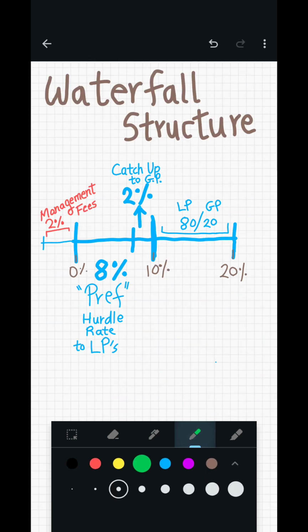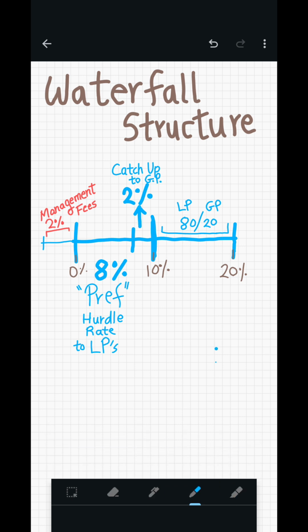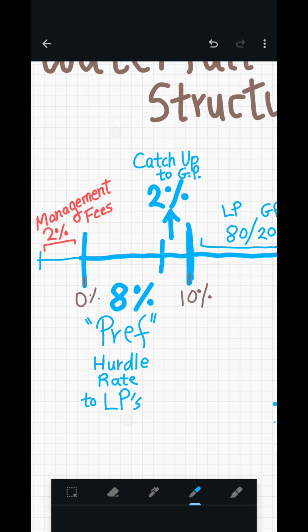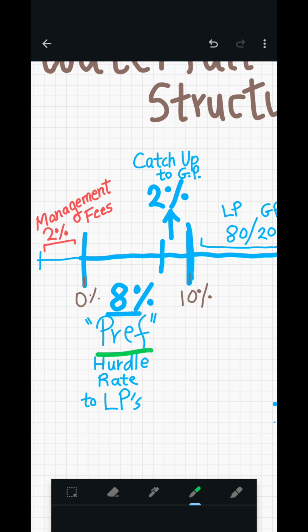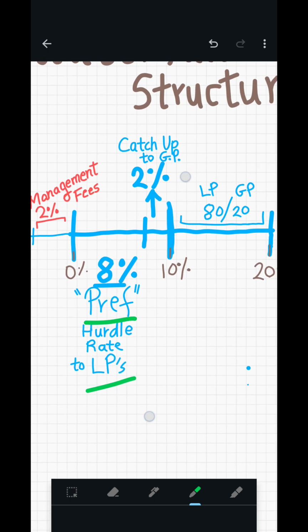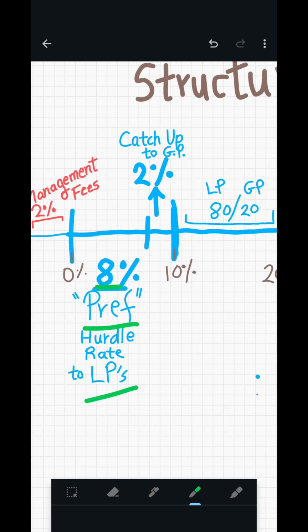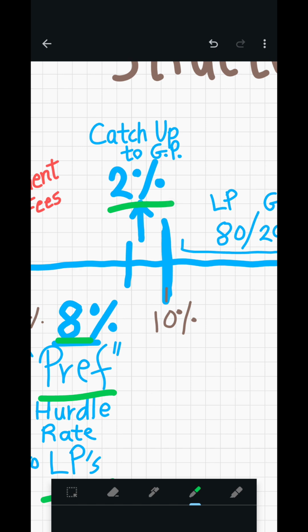So let's understand it in a diagrammatic way. So 8% was the preference, that is hurdle rate, which can be also called as preferential rate of interest, because the preference is given to the limited partners. That's why it is also called as pref. So first 8% will go to them, then 2%, let's say, is the catch up for general partner.